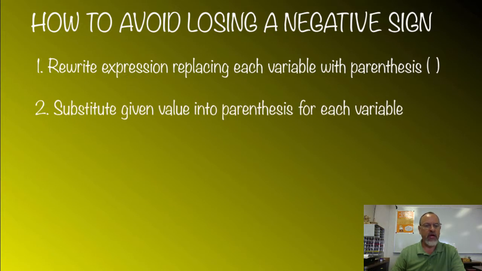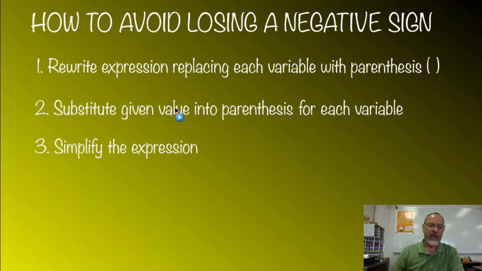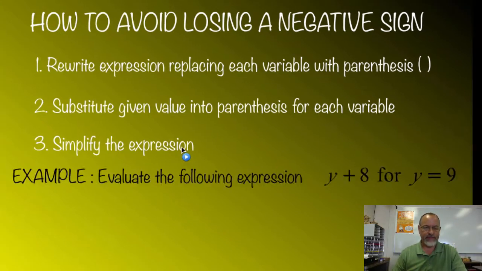Once we've written the expression, we're going to have parentheses. We're then going to go back and put the number that we're given in for each letter inside those parentheses that we created when we rewrote the expression. By doing that, that's going to help us not lose that negative sign. That's going to be the thing that helps us not lose it. Then once we've done that, we're going to go ahead and just simplify the expression as we did with those algebraic expressions using our PEMDAS.